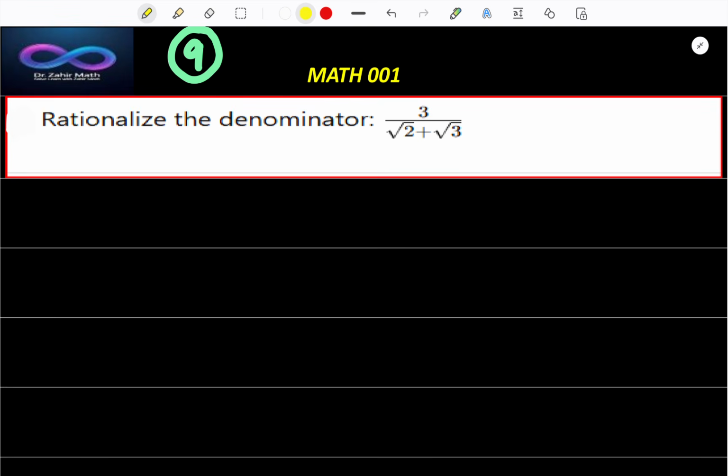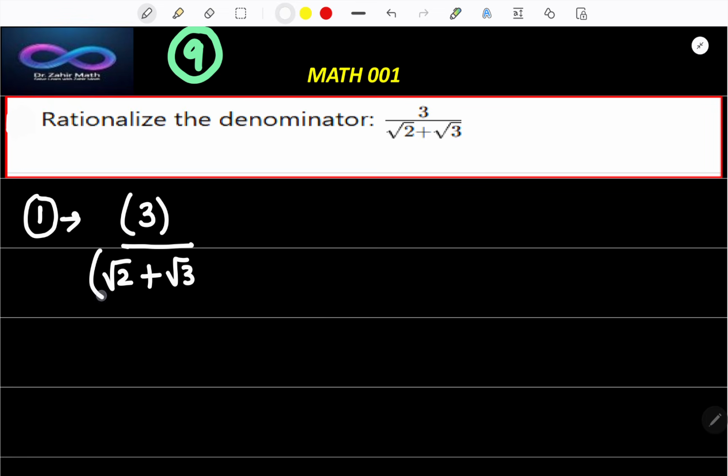This question, if you directly use the calculator, you will get the answer in one step. But in the exam, you are not supposed to write that. You must do it by steps. Four steps I told you in the class, right? Let us go to step number 1. So 3 divided by square root of 2 plus square root of 3.